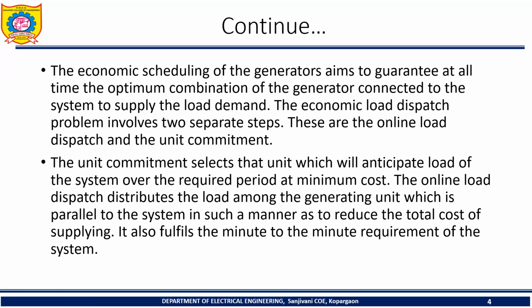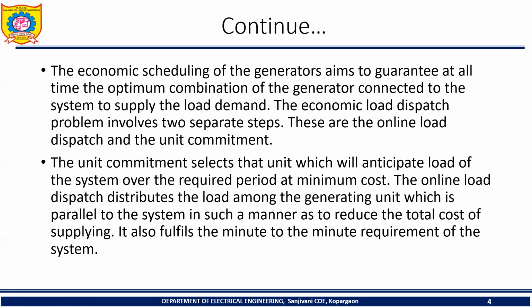The unit commitment selects the units which will anticipate the load of the system over the required period at minimum cost. The unit commitment should be at the minimum cost, meaning generation of real and reactive power at the minimum cost. As we are generating at the minimum cost, transmission and distribution should also be at minimum cost, so that the overall delivery of a per unit of electrical energy to the consumer is also at less cost. That is economical.